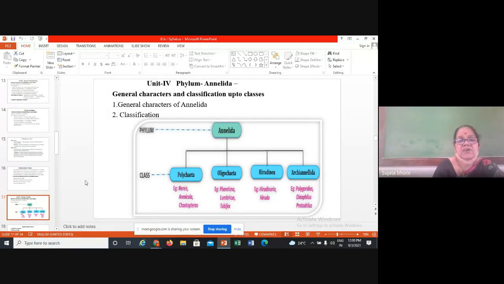First class is the Polychaeta. Examples of the Polychaeta: Nereis. Class Oligochaeta, for example, earthworm, Tubifex, etc. Third class Hirudinea, for example, the leech. Fourth class is the Archiannelida, for example, Polygordius, Dinophilus, and Protodrilus. These are the examples of these different classes.